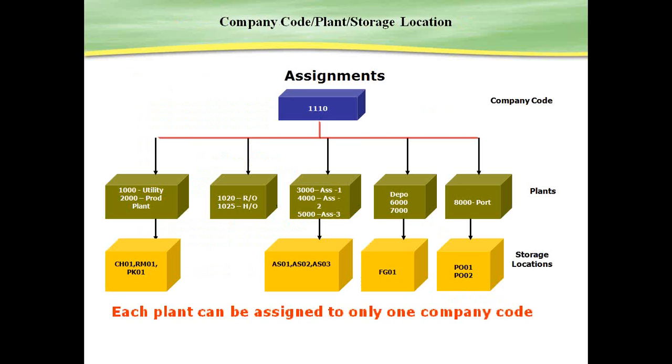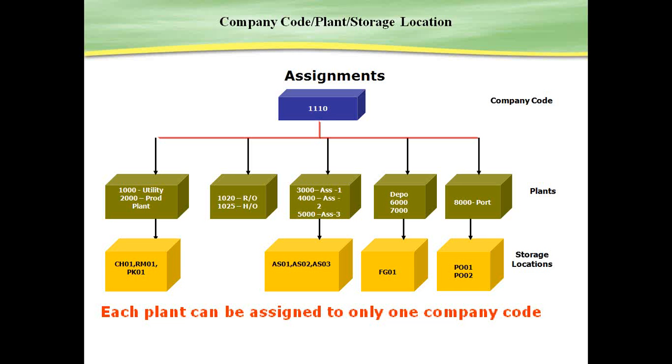This is one screen which will show us the assignment of the different organization structure. Here my 1110, the blue box, is my company code. See, under 1110, the second hierarchy level, these are all my plants. I am having these many plants under my company code 1110. 1000 is my utility plant. Utility means it is for the power generation. Then 2000 is the production plant, it is used for the production. 1020 is my regional office and head office.